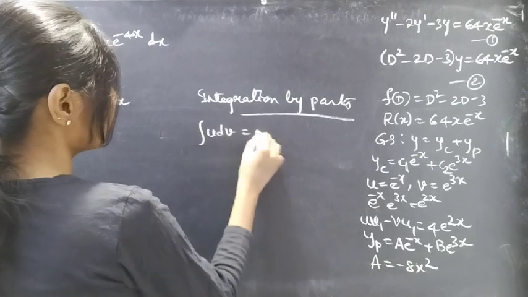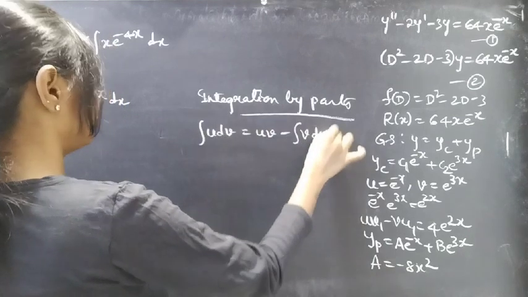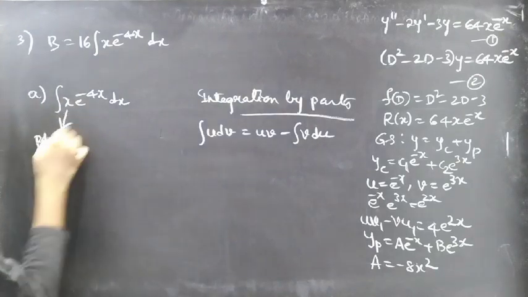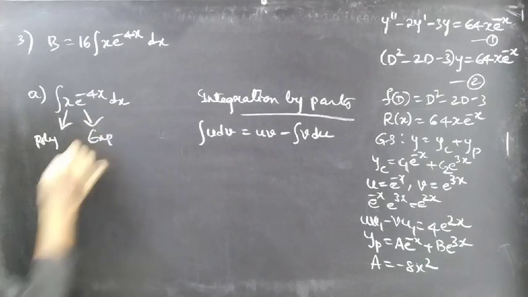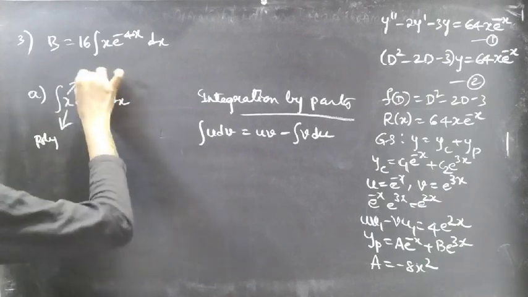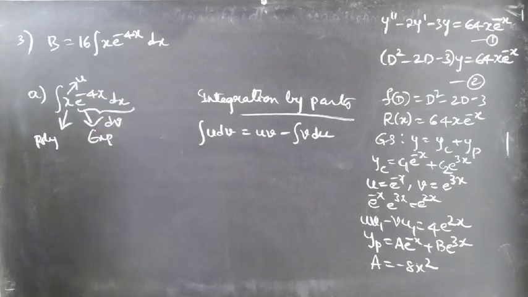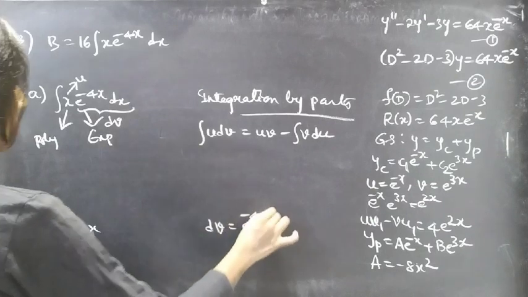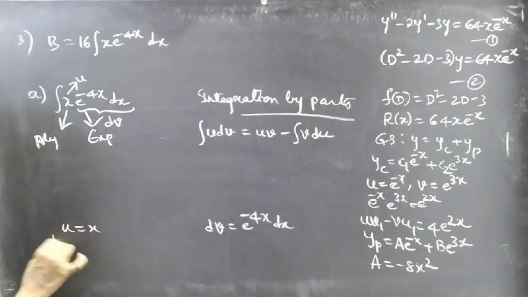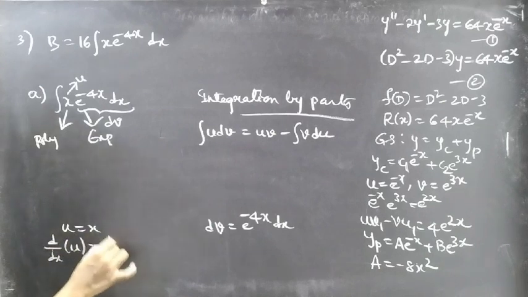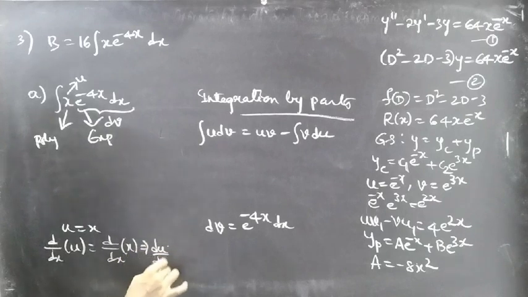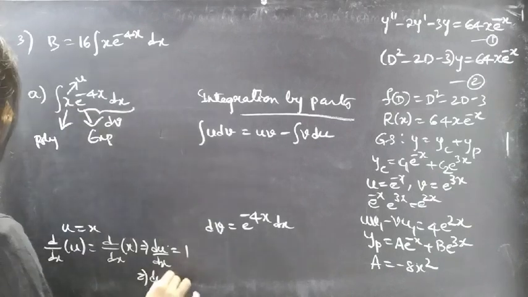Integral u dv equals uv minus integral v du. The integrand is of the form product of polynomial function and exponential function, right? We'll consider the polynomial function as u and the remaining part as dv. So we have u equal to x and dv equal to e power minus 4x dx. Now differentiate on both sides with respect to x, which gives us du by dx equal to derivative of x with respect to x, which is 1. Okay, from this we'll get du equal to dx.